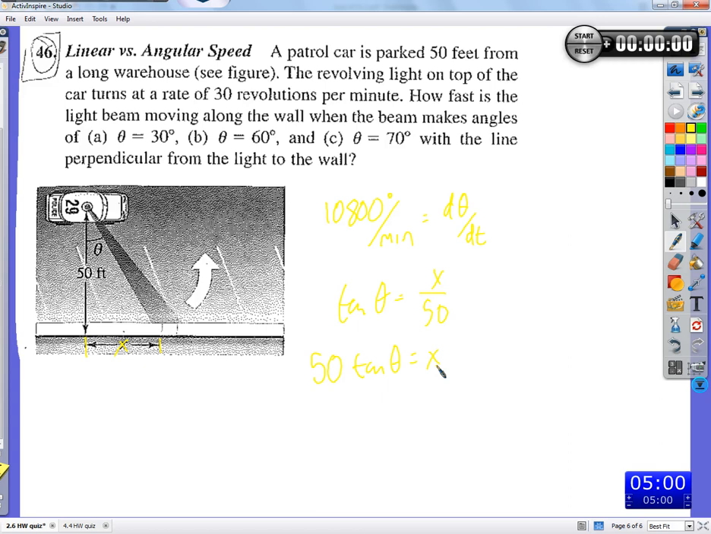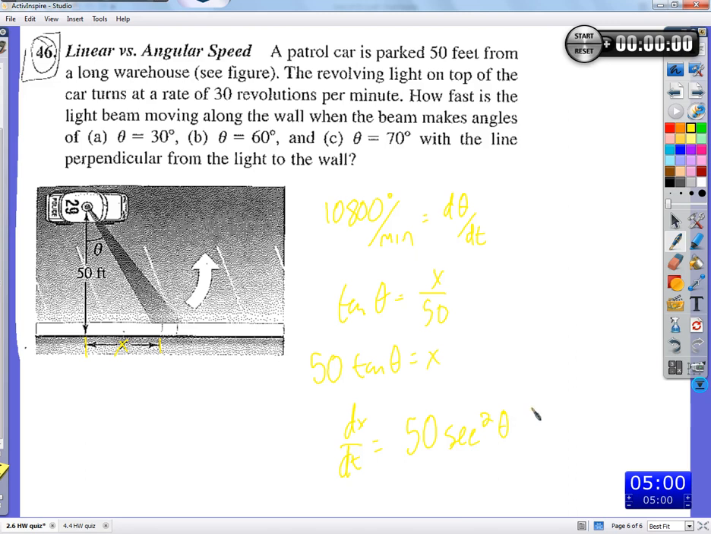No. We need to take the derivative so that theta can change. If we plug in a specific value for theta, it won't be able to change. So dx over dt is 50 times secant squared theta. Remember that one? Secant squared theta.